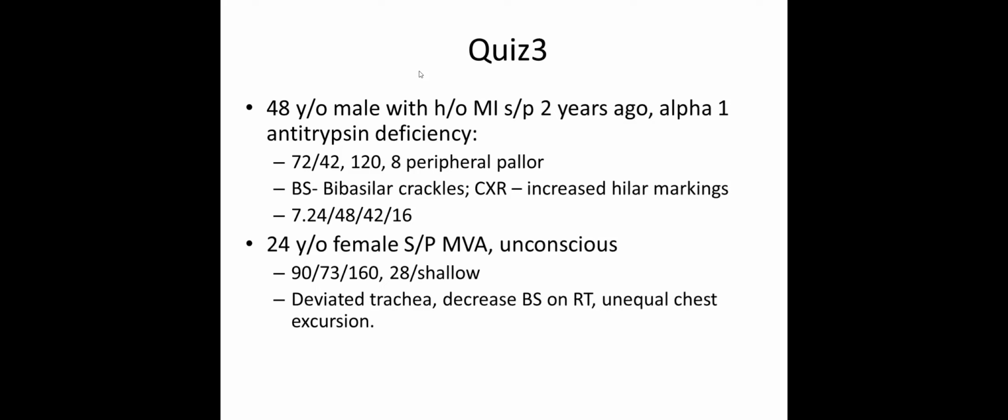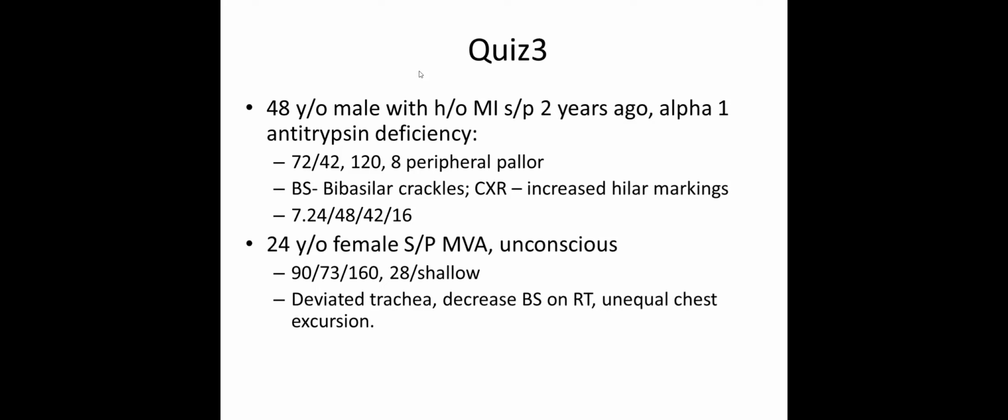And then we have a 24-year-old female, status post motor vehicle accident. She's unconscious. Her blood pressure is 90/73. Her heart rate is 160. I apologize for the typo there. Her respiratory rate is 20 and shallow. She has a deviated trachea, decreased breath sounds on the right, and unequal chest excursion. What do you think is going on, and what are you going to do about it?